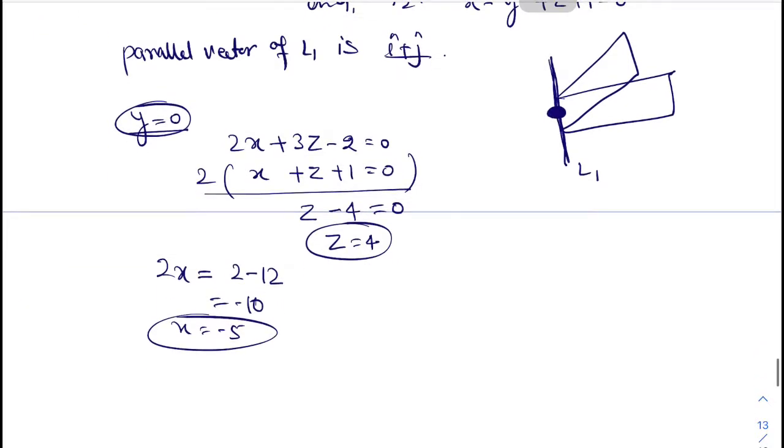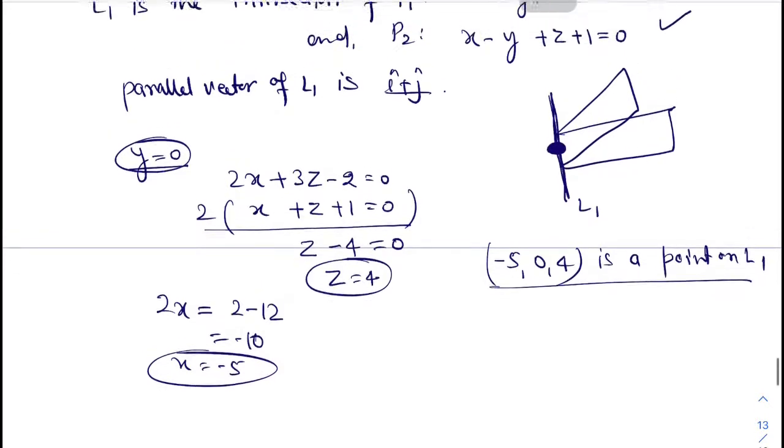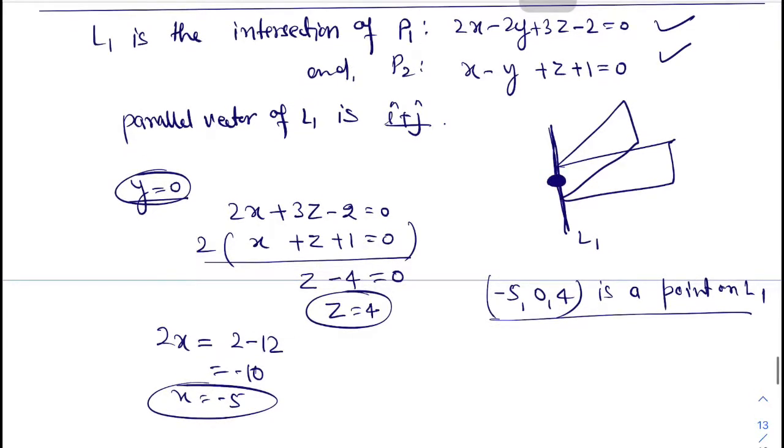So this point x comma y comma z, that is minus 5, 0 and 4, is a point on L1. You will have to just put any one of the three variables out of x, y and z to be 0.